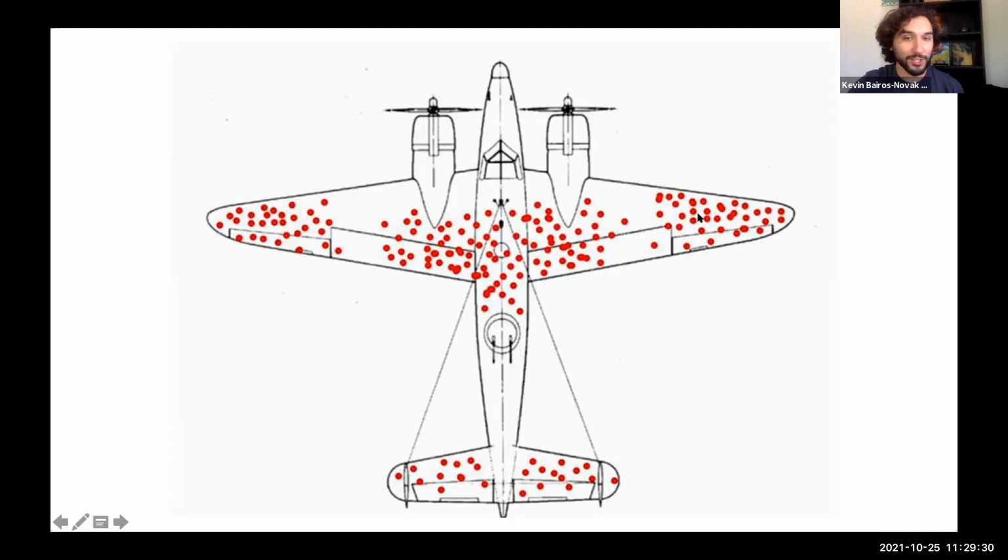Obviously, you don't want to reinforce the wings, because the plane can get back with the wings. We're only looking at the planes that made it back. The planes that died, essentially, were shot in all these places. The planes that didn't make it back. So this is a really good example of survivorship bias, where we just have one subset of the population, and it's going to affect our conclusions based on that.